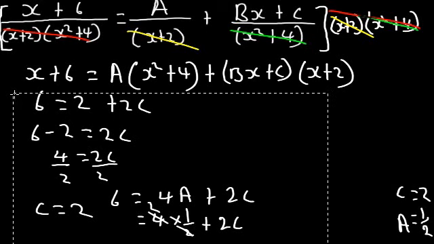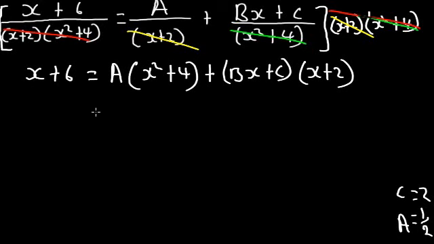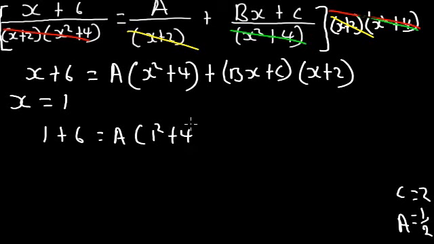Having gotten c and a respectively, it's easy for us to determine the value of b. To determine the value of b, you can substitute any suitable value for x in the equation, but make sure that you don't substitute something that will make bx 0. That means x can never be 0, but can be any other value. So let me plug in 1. At x equals 1, I have 1 plus 6 equals a in the bracket of 1 squared plus 4, then plus b times x, that's b times 1, b plus c, then in the bracket of 1 plus 2.